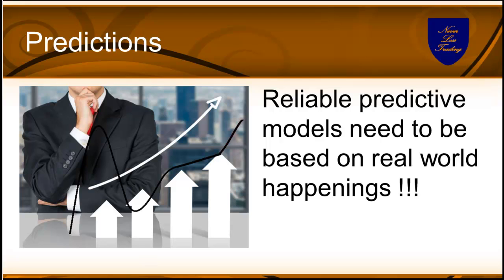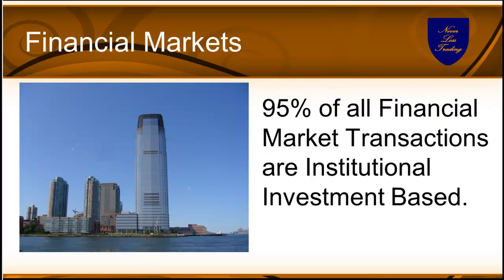Reliable predictive models need to be based on the real world happening, not on a mathematical algorithm. Very important. We use math to build a model of how the reality works, but we have to come from the reality, not the other way around. So coming into reality, let us take a look at the financial markets.